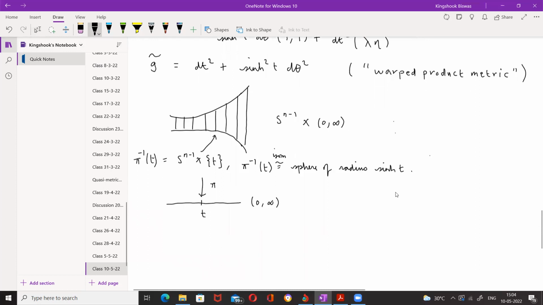Does this picture make sense? Okay, so there's a singularity at the origin, of course. These curves, at the origin it shrinks to a point, right?